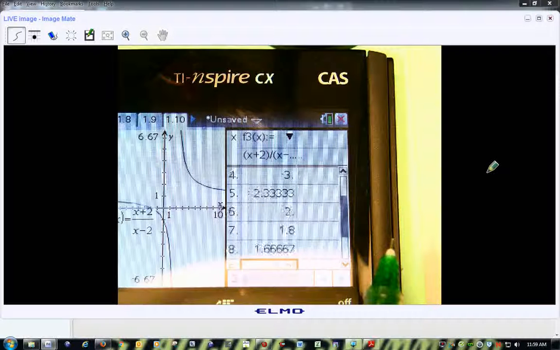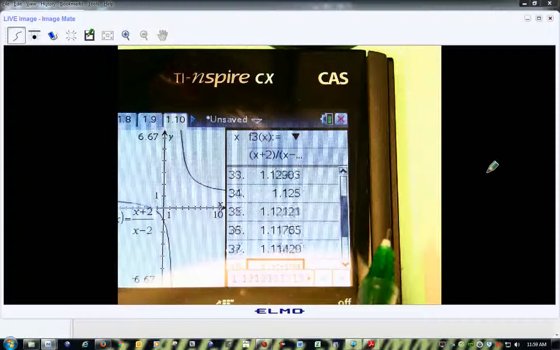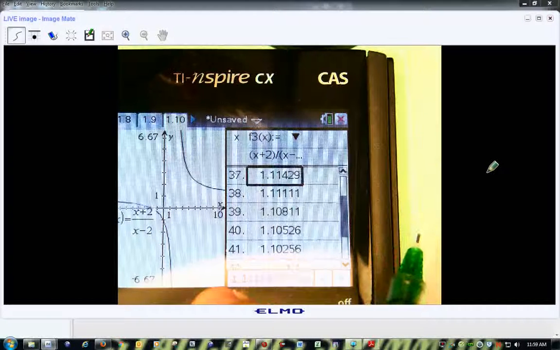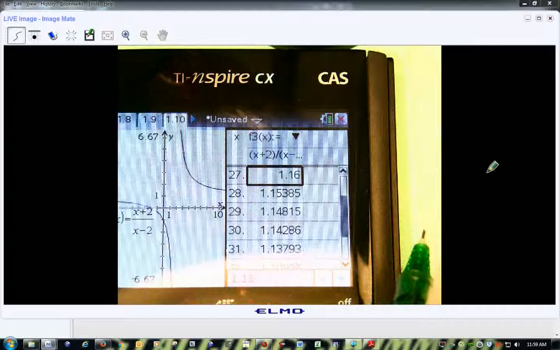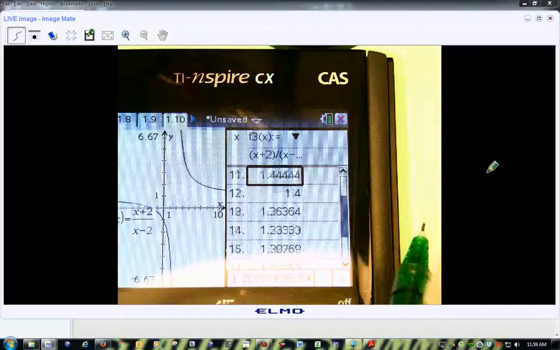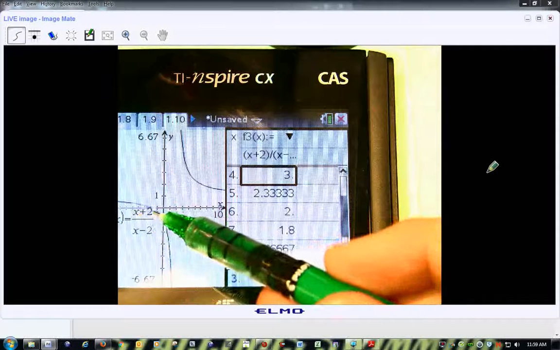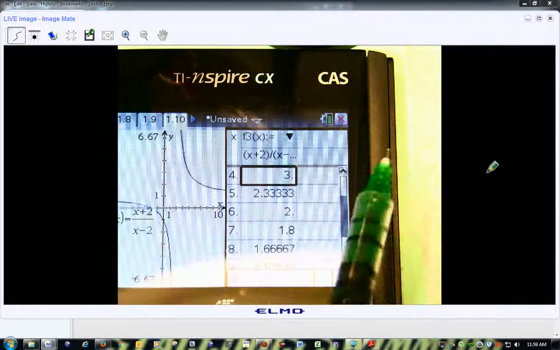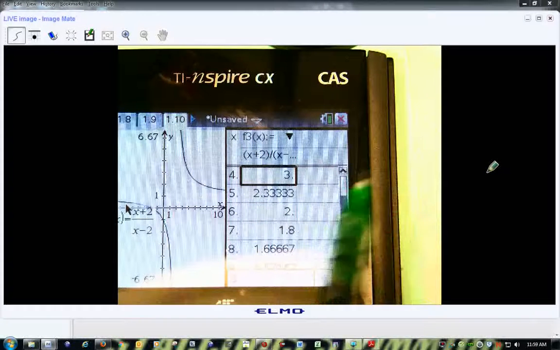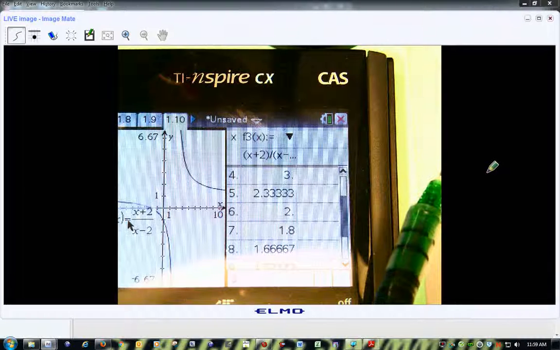So I know that x can't be equal to 2. Well, there's not a hole. What? Right there? Well, if I went over to here, and move that down, there's really no hole right there.